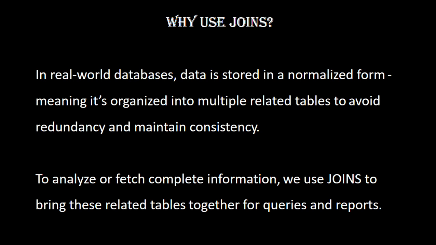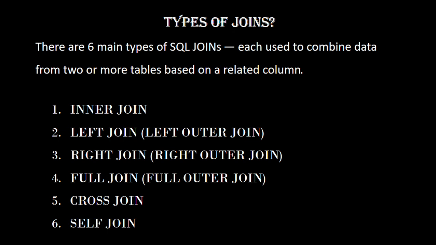In real-world databases, data is stored in normalized forms. It is organized into multiple related tables to avoid redundancy and maintain consistency. So, to fetch or analyze complete data or information, we use joins to bring these related tables together for querying and for preparing reports. There are 6 main types of joins: inner join, left join, right join, full join, cross join and self join.